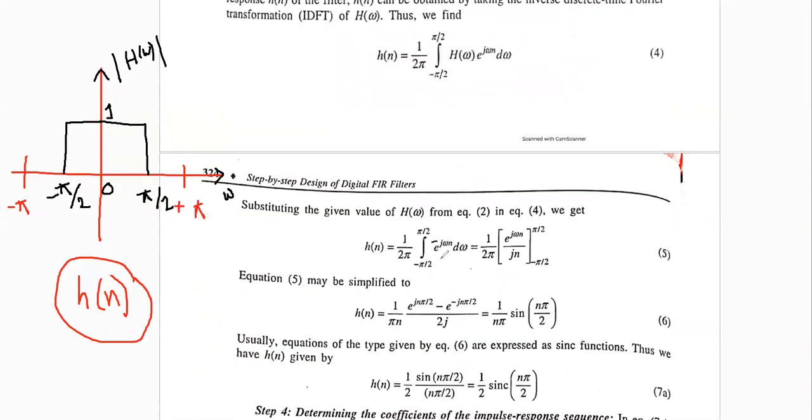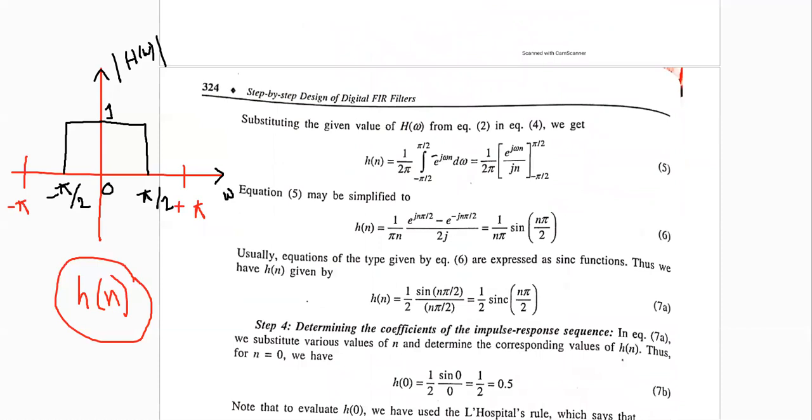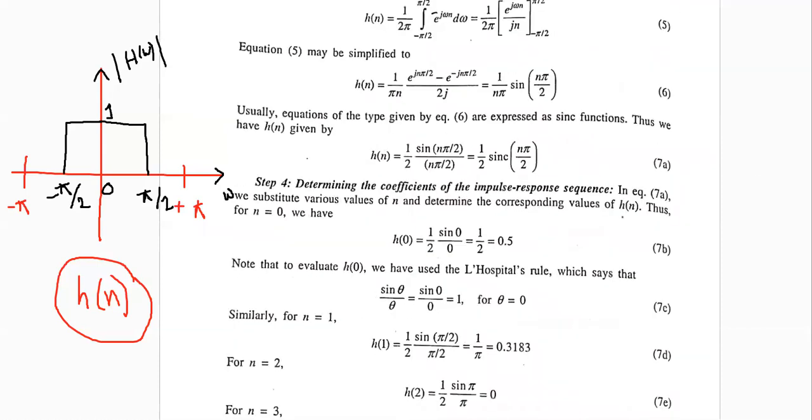So what is H omega? H omega is e to the power minus j omega n. So do the integration from minus pi by 2 to plus pi by 2. At the end, we'll find this equation. So this is a sinc function. We can concentrate on this equation: sine n pi by 2 divided by n pi by 2, multiplied with half. This is the sinc function we found.